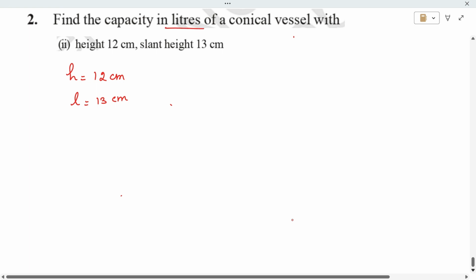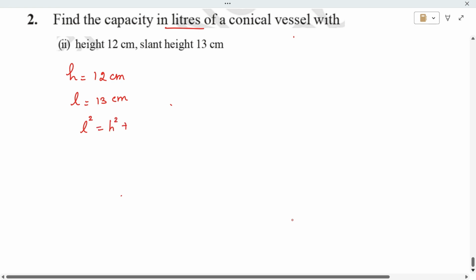So second division of question number 2. Again, I need to convert volume in liters, okay, if I get the volume in centimeter cube. So height is given as 12 centimeters, slant height is given as 13 centimeter. In order to substitute in the volume formula, I require r and h. So I have to determine r using Pythagoras.